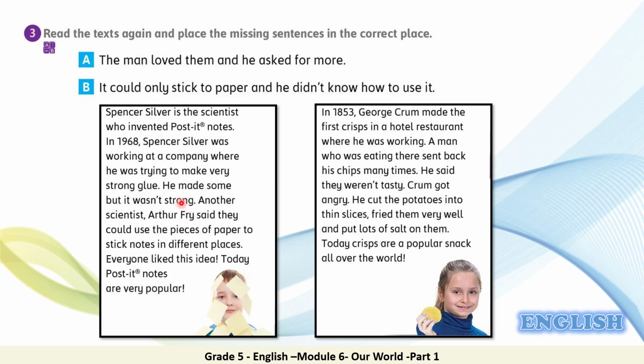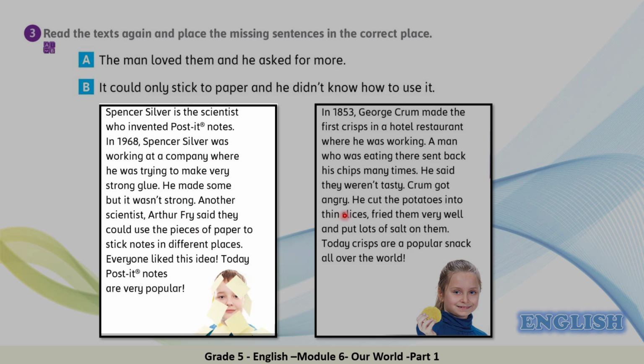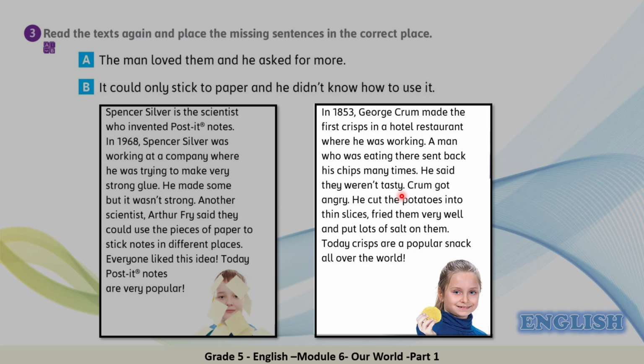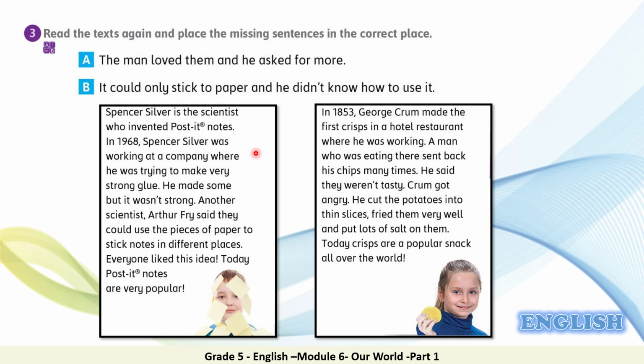Here it is. It has 2 paragraphs, one about post-it notes and the other about crisps. I let you read them now, but there's a task you're going to do. In each text, there is a missing sentence. I mean, we removed a sentence from each paragraph and put them up here. These are the missing sentences. The man loved them and asked for more. It could only stick to paper and he didn't know how to use it. Clear, my friends? Now pause the video and read.